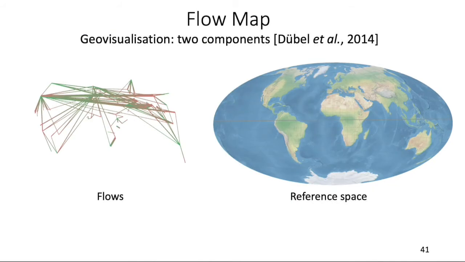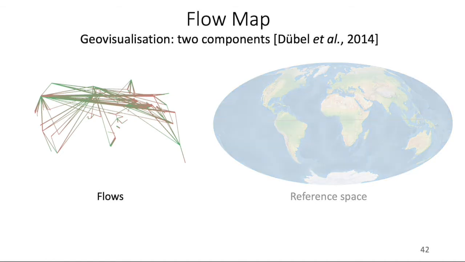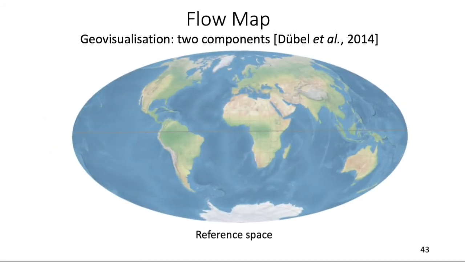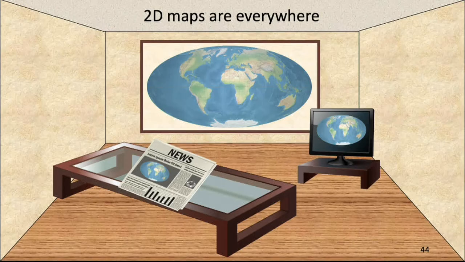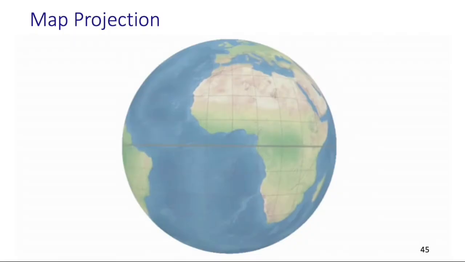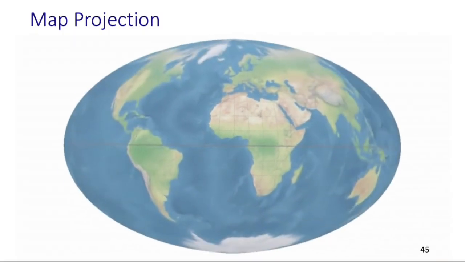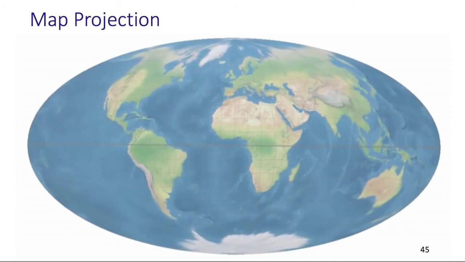As we discussed before, flow maps can be divided into 2 components. We have just discussed the representation of flows. Now let's look at the reference space. Maps have been used everywhere. However, a map is unfolded from our 3D planet. This unfolding process is called map projection.